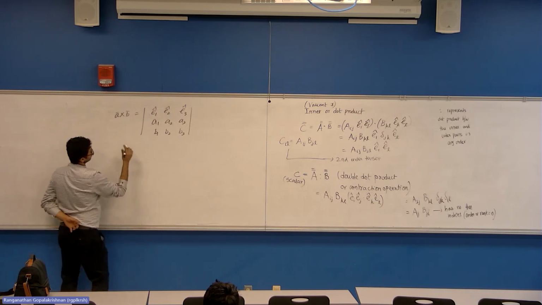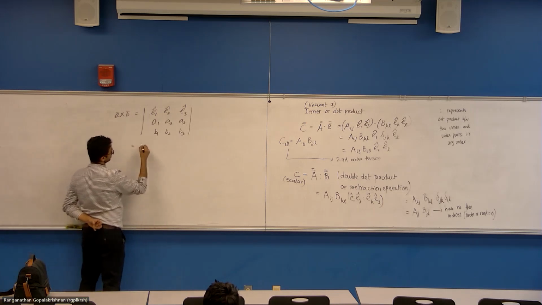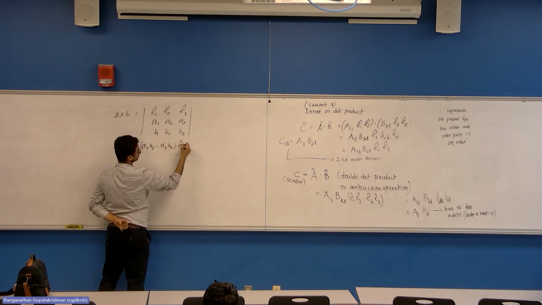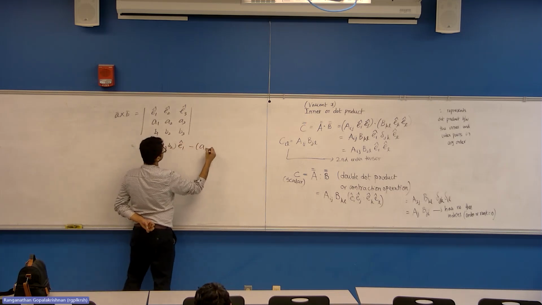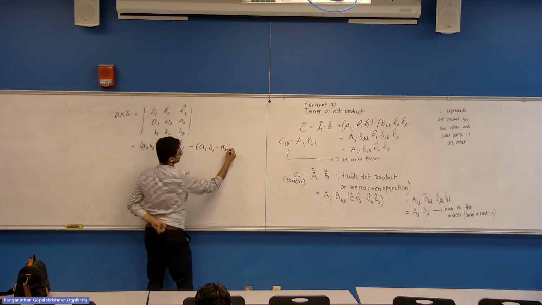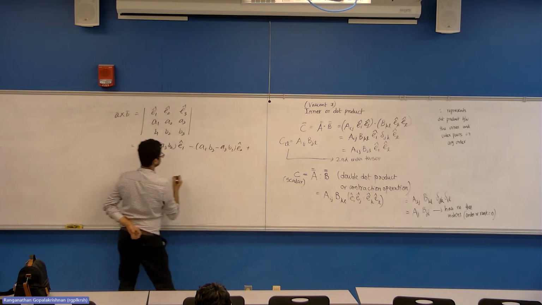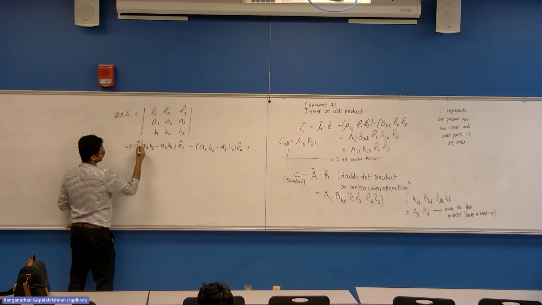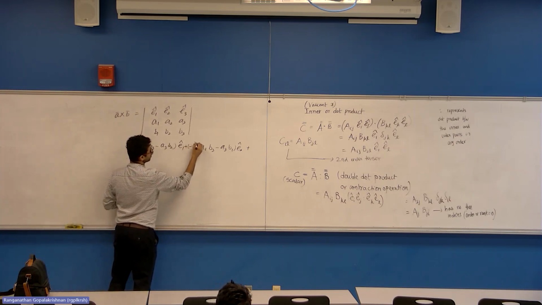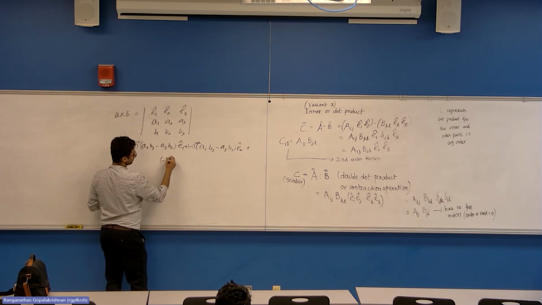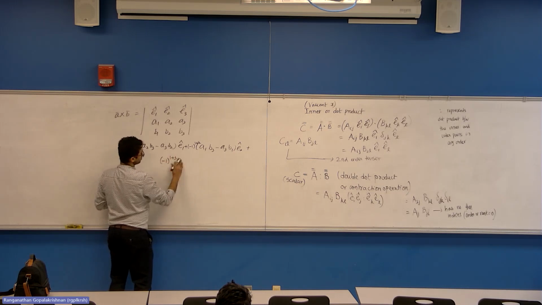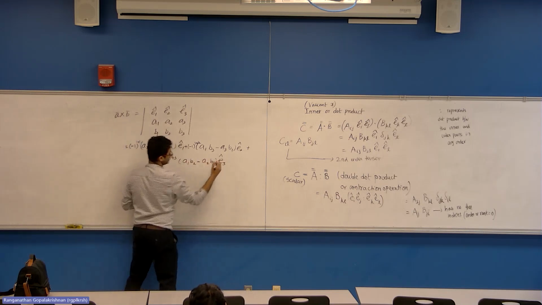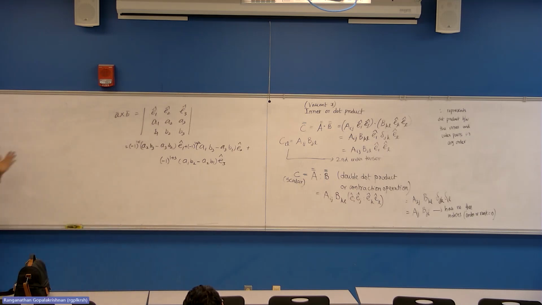If you expand this, of course, you're going to get (A2 B3 minus A3 B2) E1 minus (A1 B3 minus A3 B1) E2 plus, actually, hold on, it equals minus 1 power 1 plus 1, plus minus 1 power 1 plus 2, plus minus 1 power 1 plus 3, (A1 B2 minus A2 B1) E3. This is cross product, or by expanding the determinant.